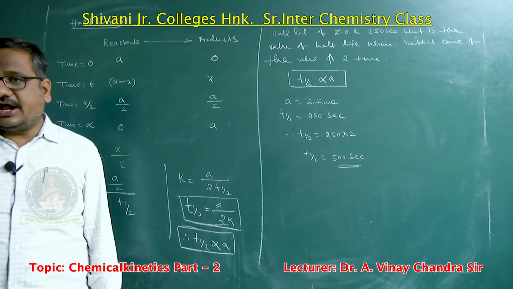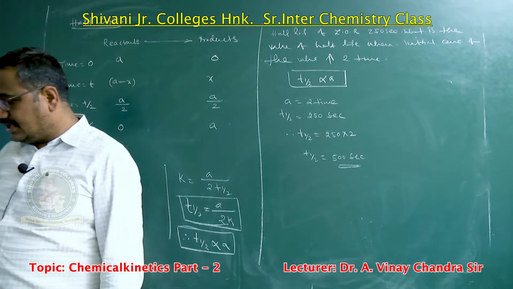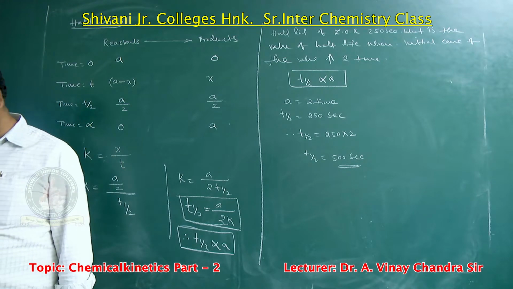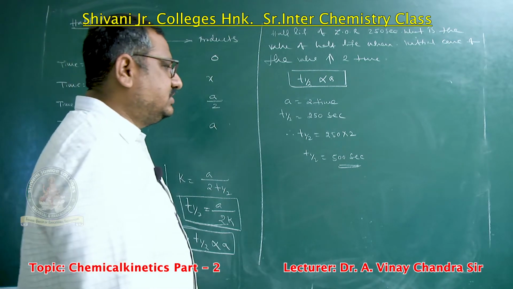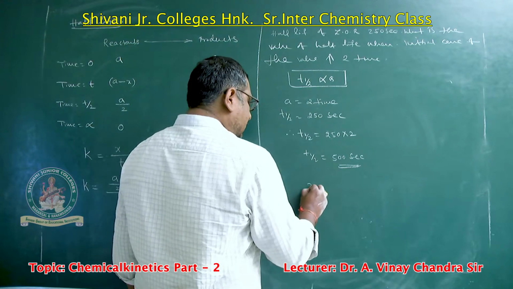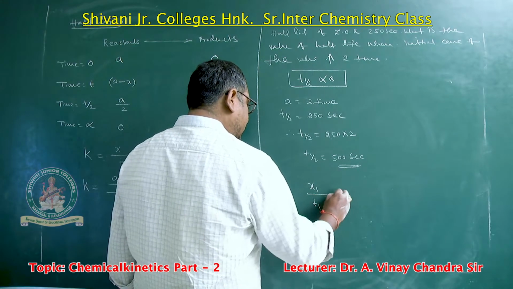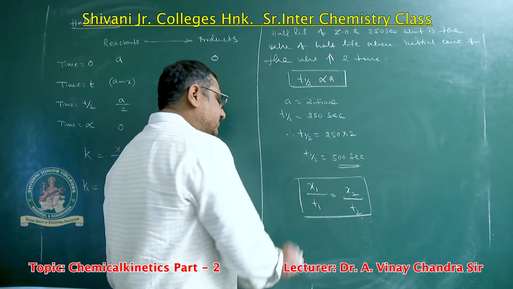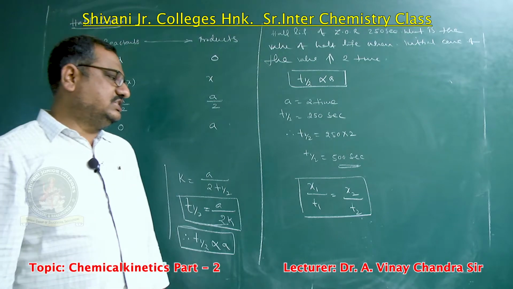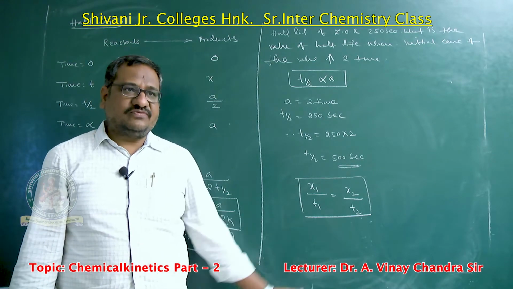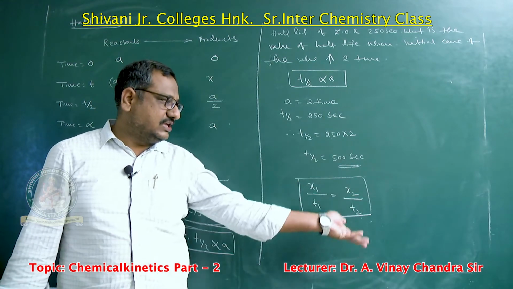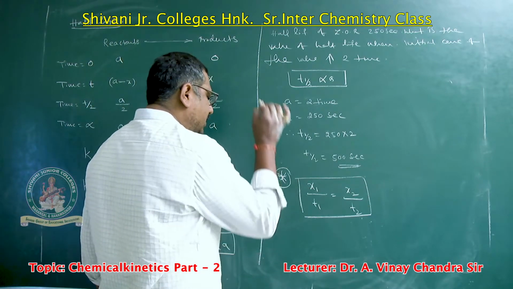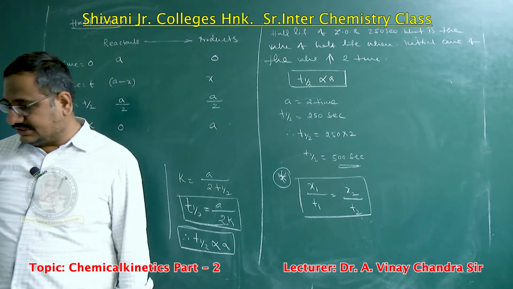So this is how we calculate using the half-life of the zero order rate equation. This principle can also be represented using initial and final concentration: x1 by T1 is equal to x2 by T2. Here x1 means the concentration in the initial condition, T1 means the half time, x2 means the concentration in another condition, and T2 means another time. We can use this principle to calculate half-life conditions.